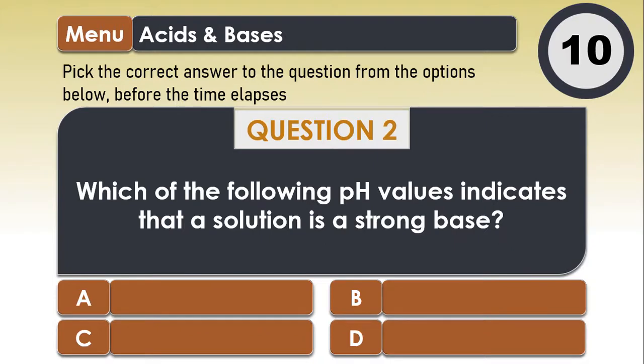Which of the following pH values indicates that a solution is a strong base? A. 1. B. 5. C. 9 and D. 13.